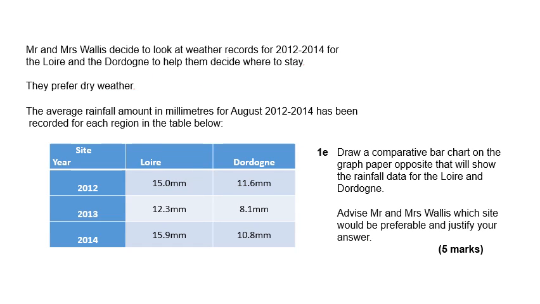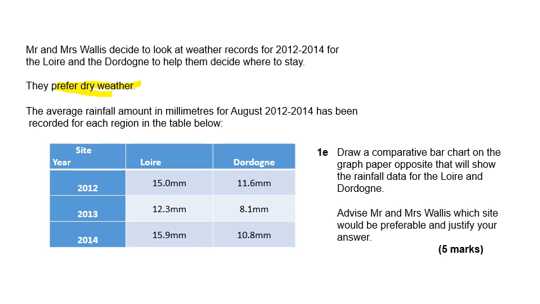Mr. and Mrs. Wallace decide to look at weather records for 2012 to 14 for the Loire and the Dordogne, to help them decide where to stay. They prefer dry weather. So that's the key thing to answer in this first part of the question. The average rainfall amount in millimeters for August 12 to 14 has been recorded in the table below.